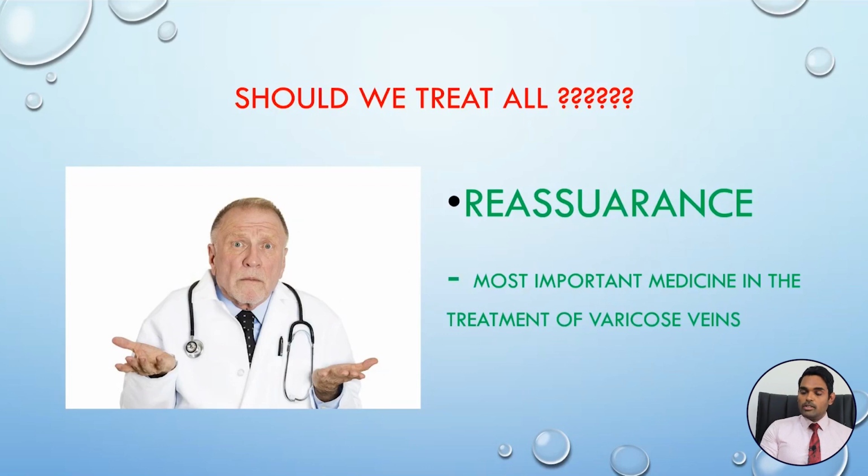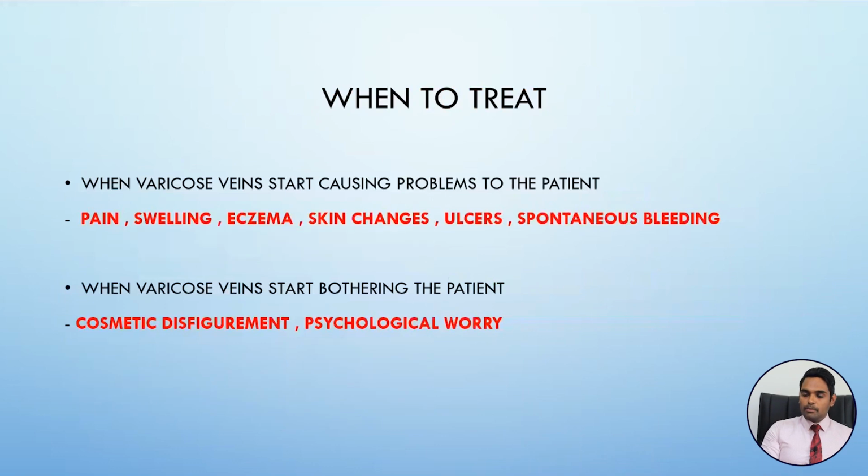Okay, so then you have to decide which patients need treatment, or else when to treat, right? So simply I categorize them into two categories. One is if the varicose veins start causing problems to the patient. How? Pain, swelling, eczema, skin changes, ulcers, or spontaneous bleeding. That means varicose veins are troubling the patient. So you have to treat them.